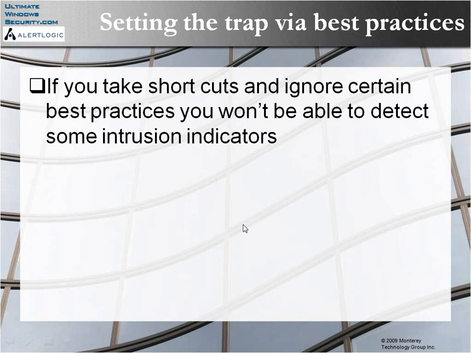Now, what do I mean by setting the trap via best practices? Well, there are certain shortcuts that some Windows admins take, or certain best practices that sometimes we don't follow. If we do that, then some of the indicators that I show you will not be recognizable, because you're actually doing some of the things that we're trying to detect. I'll call out where that's the case, but I just want you to get the idea that there are some things we need to do ahead of time. Sometimes we need to change our processes and standards so that we can detect malicious activity when it occurs.